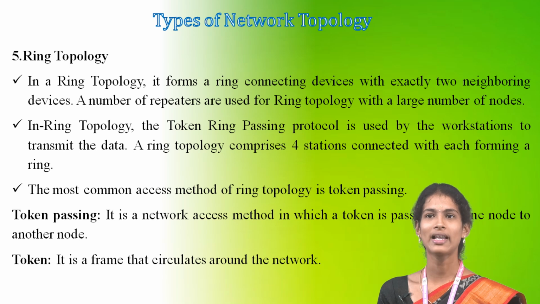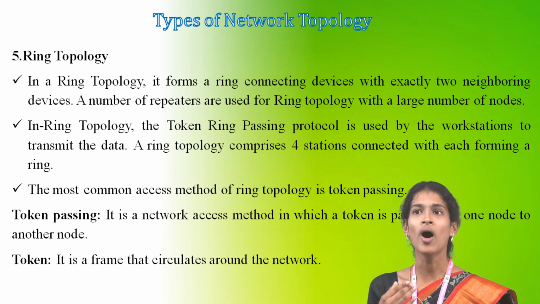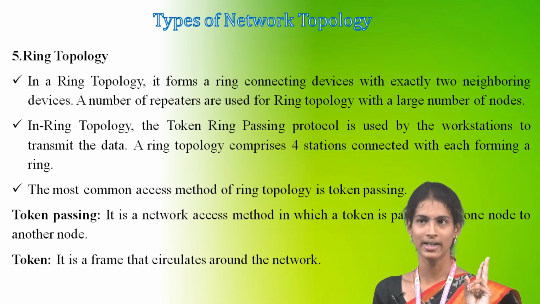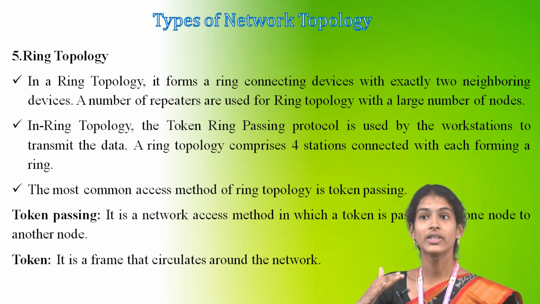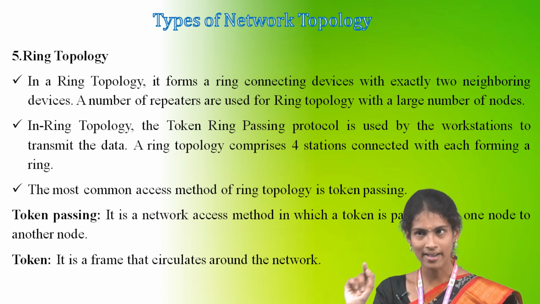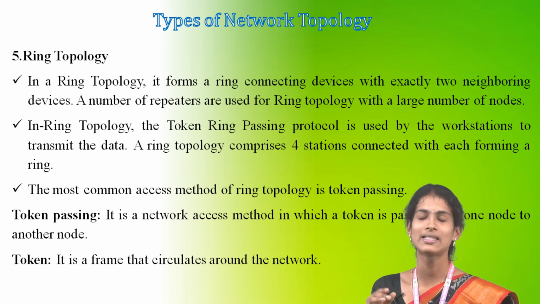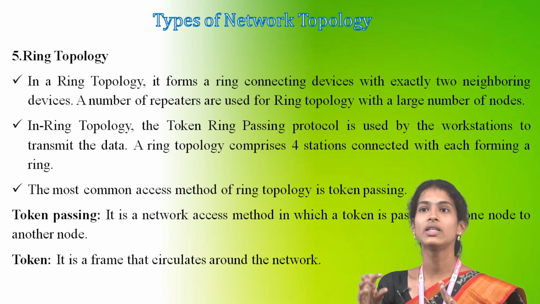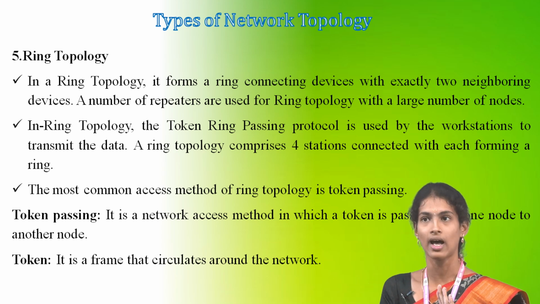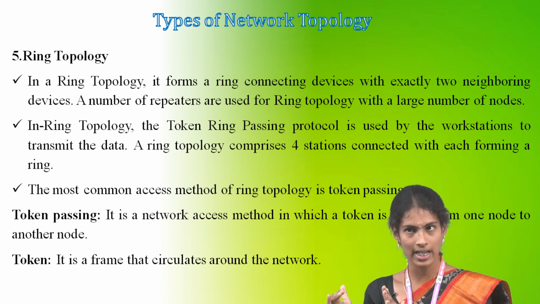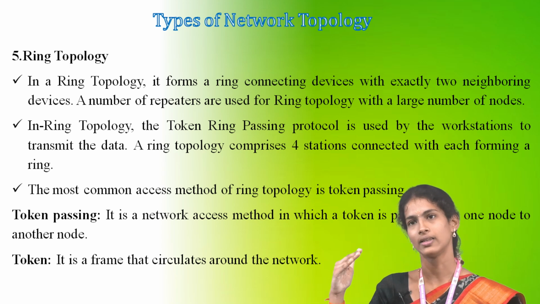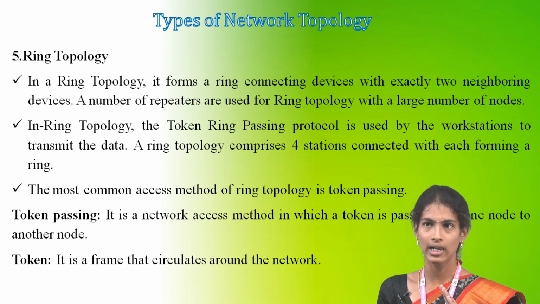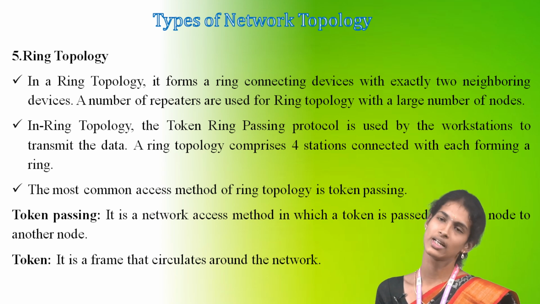Then ring topology. In a ring topology, it forms a ring connecting devices with exactly 2 neighboring devices. A number of repeaters are used for ring topology with a large number of nodes because if someone wants to send some data to the last node in a ring topology with 100 nodes, then the data will have to pass through 99 nodes to reach the 100th node. And to prevent data loss, repeaters are used in this network.